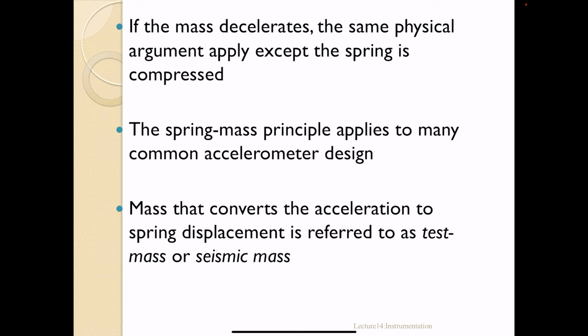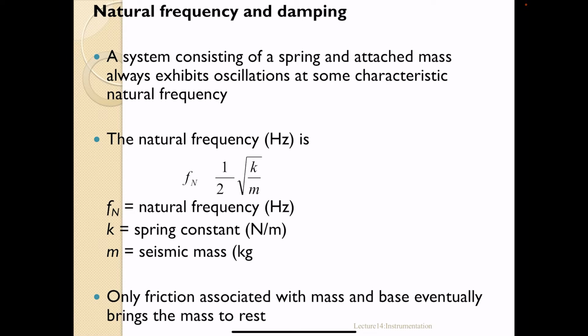The spring mass principle applies to many common accelerometer designs. The mass converts the acceleration to spring displacement and is known as test mass or seismic mass. Since accelerometer is a second-order transducer, we need to consider the natural frequency and damping when using accelerometer. The natural frequency can be calculated using this equation here, where it depends on the value of K and M.